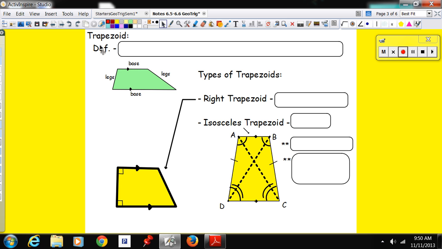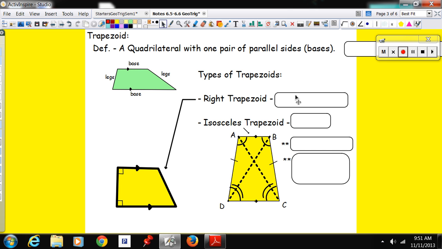Moving on to the trapezoid. These are just characteristics of a trapezoid. A trapezoid is another quadrilateral, and it has one pair of parallel sides called bases. So a trapezoid can only have one pair of parallel sides. If it has two pairs, then we know it's a parallelogram and not a trapezoid. So if it's got one pair of parallel sides, then it has to be a trapezoid.